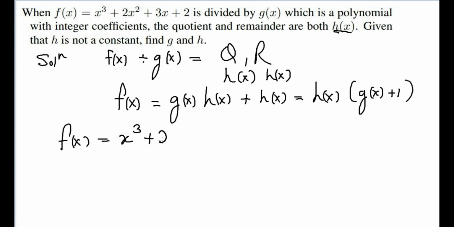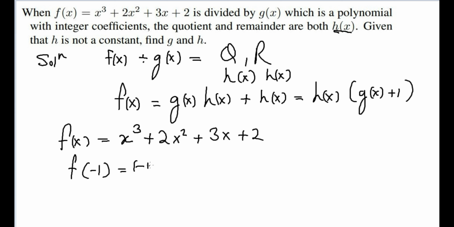Let me write this: x cube plus 2x square plus 3x plus 2. Now if we want to factorize this, we need to find the value of x which can make this whole thing equal to 0. If you put a positive number, it will not work. So let's start with a negative number, negative 1.